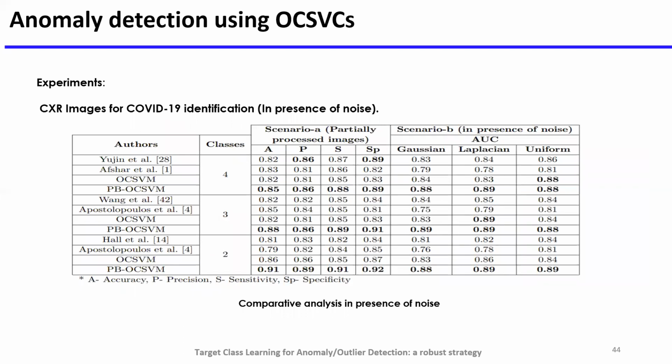So this is one of the comparisons in the presence of noise. Once the purification had been done on the images, Gaussian, Laplacian, and uniform noise were introduced. At that time, it was observed that the pre-existing deep learning models, I'm talking about, were not able to cope with the situation. But no doubt this pinball one-class transformation played a big role, and we can see these bold results. So it's most promising.